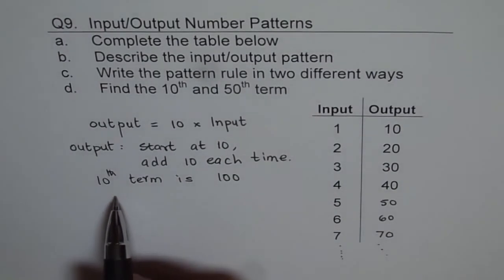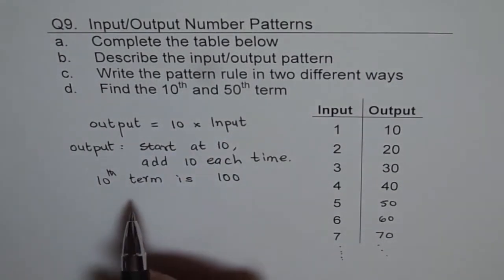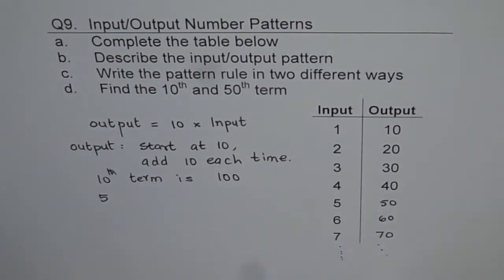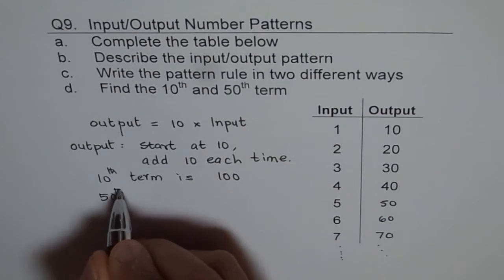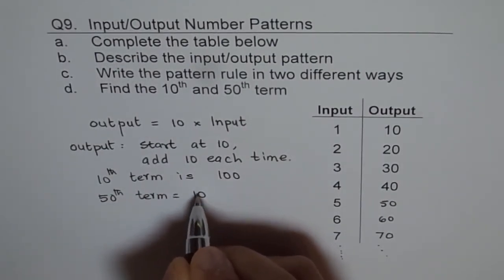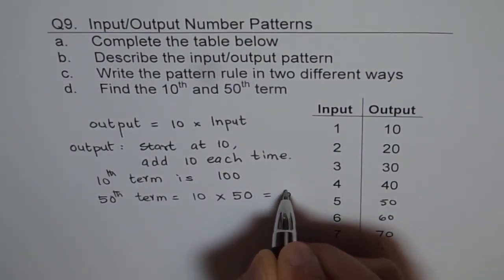We know output is 10 times input. Therefore, for the 50th term, we don't have to count 50 times. For the 50th term, it should be 10 times 50. That gives us 500. Do you see that?